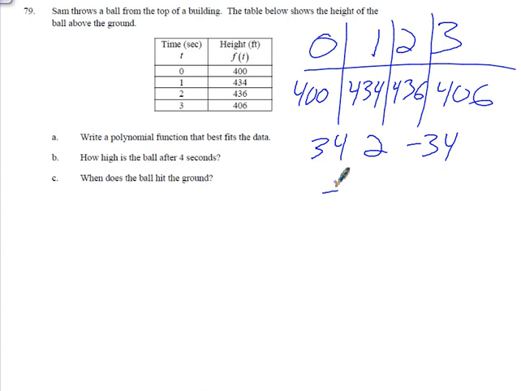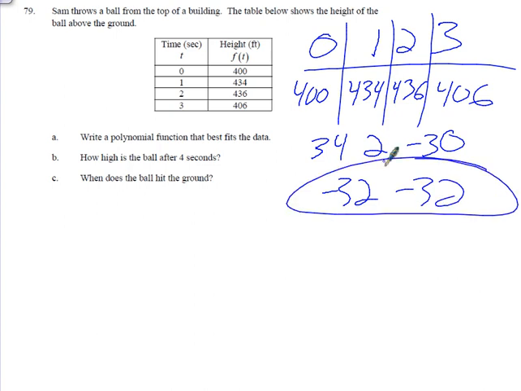2 minus 34 is negative 32. 406 minus 436 is negative 30. So negative 30 minus 2 is negative 32. So we see my second common difference is the same, so that means it's quadratic.